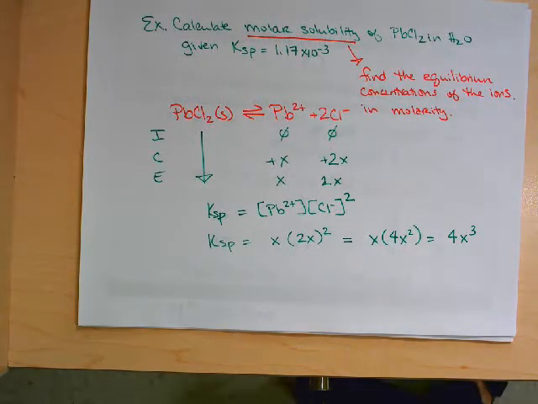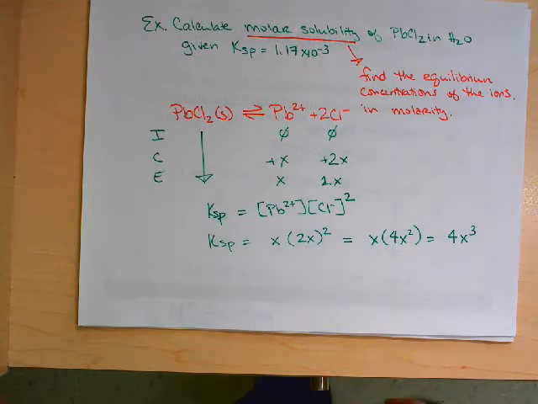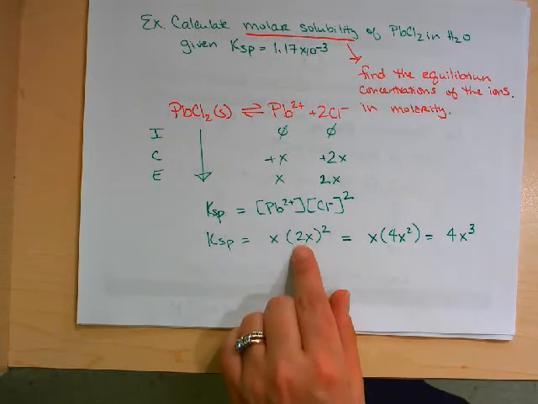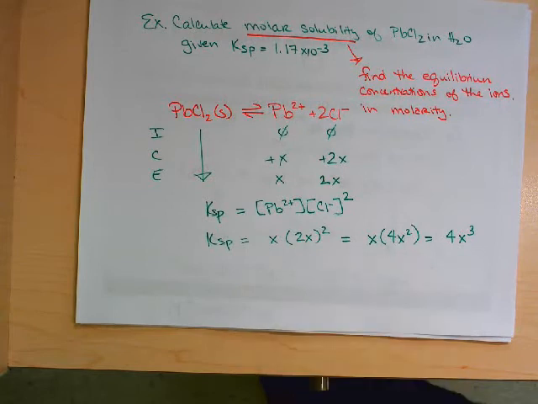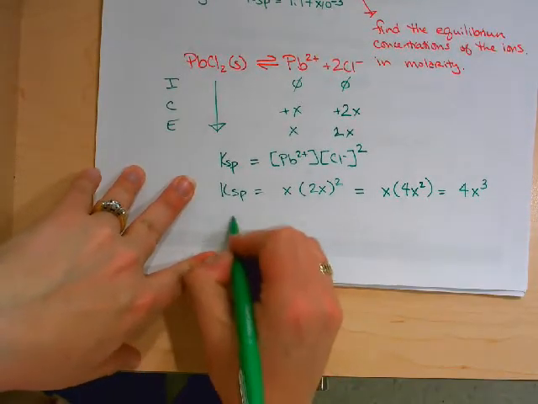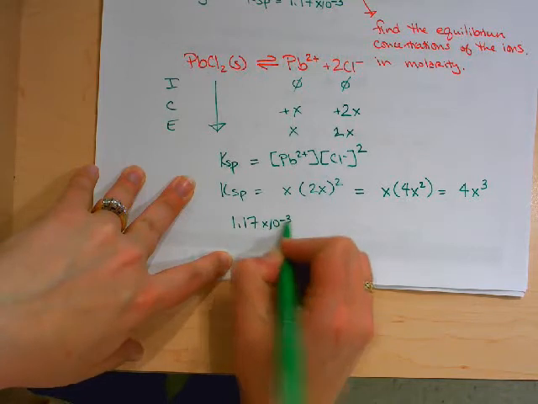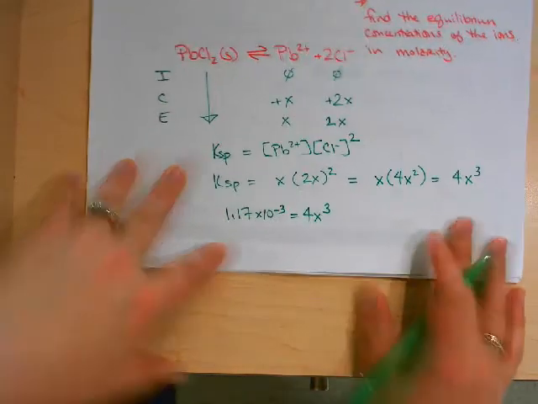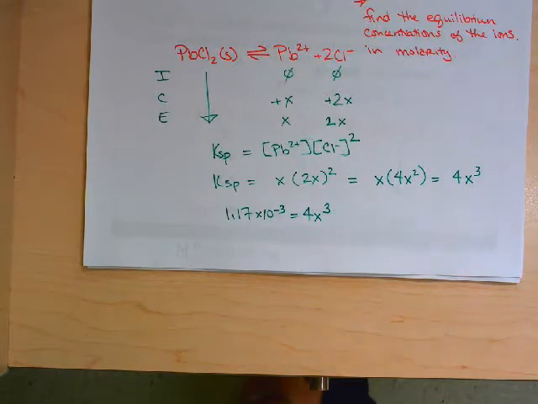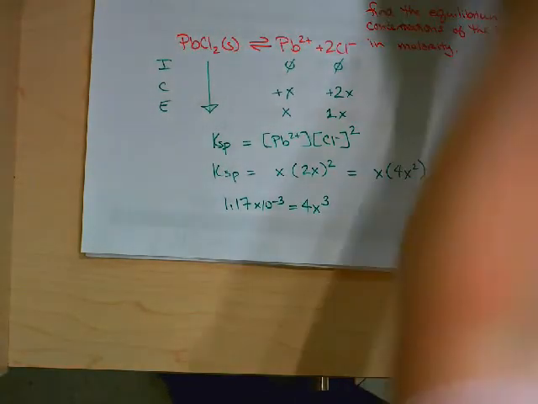Alright, so if you have your calculator out, go ahead and fish it out because we're going to have to figure out how to do a cube root. Just about everybody's calculator should have a button for it. So now we have 1.17 times 10 to the negative third equals 4x cubed. Alright, what do I do first? What's the thing I should do first before I cube root it? Divide by 4, okay?